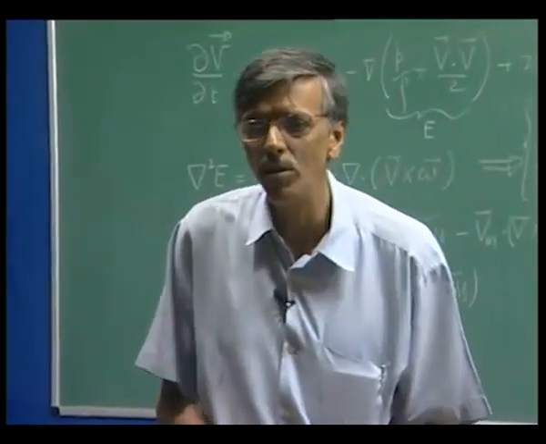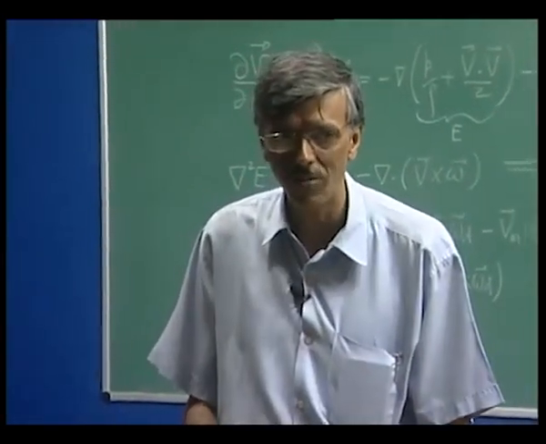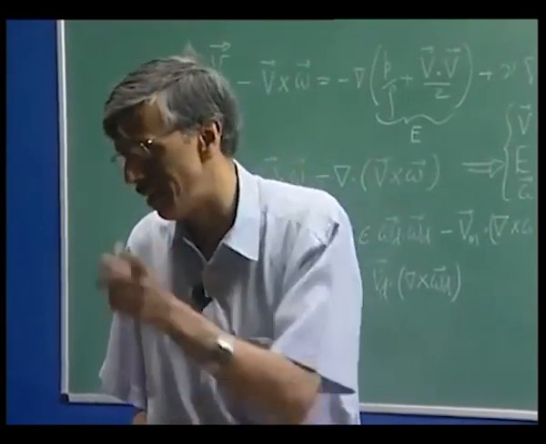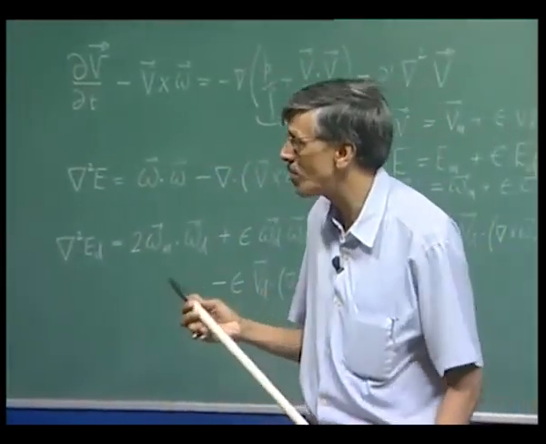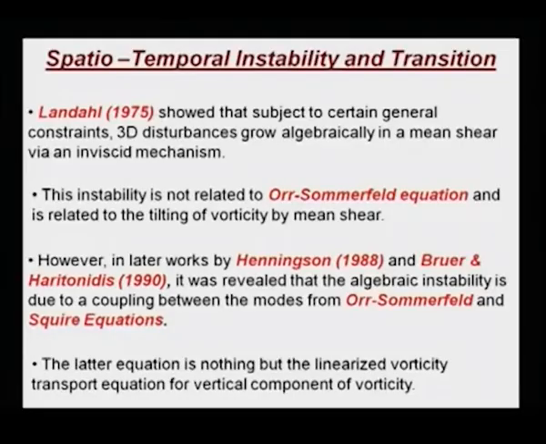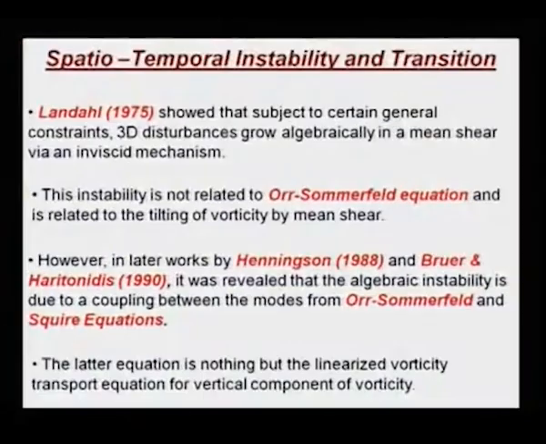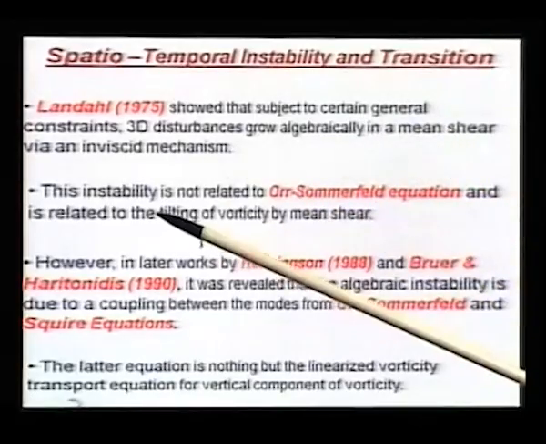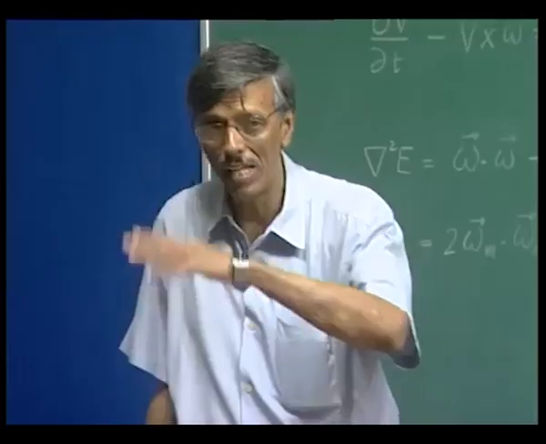See now, if we look at the growth via the Orr-Sommerfeld equation, the growth there was exponential, right? e to the power alpha x minus alpha x or e to the power omega i t. So, those are exponential growth. But Landahl showed that if you subject the equilibrium flow to some constraint, then you could get a three-dimensional growth algebraically.